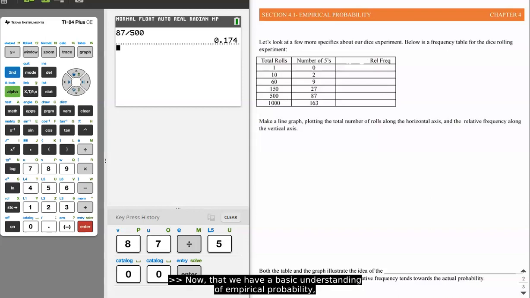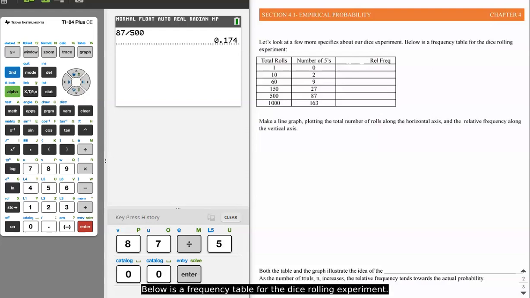So now that we have a basic understanding of empirical probability, let's take a look at our dice experiment a little bit more in depth. It says, let's look at a few more specifics about our dice experiment. Below is a frequency table for the dice rolling experiment.